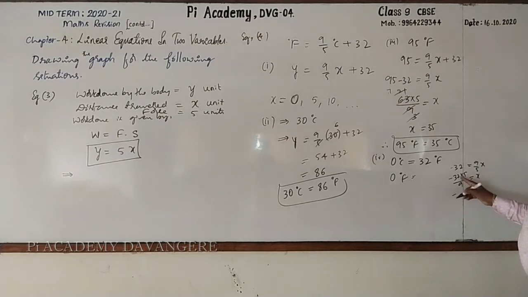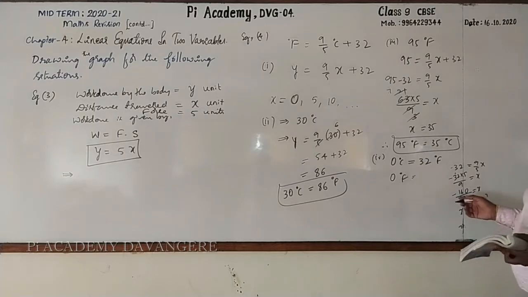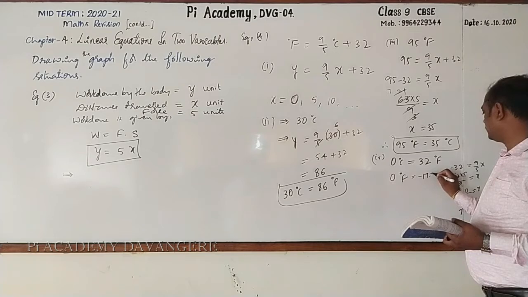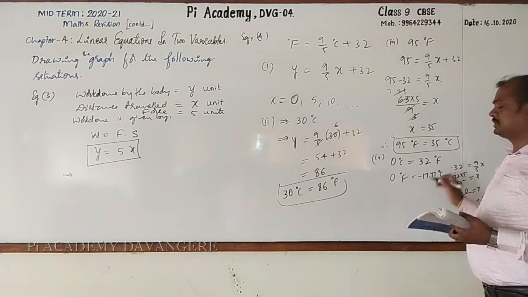32 into 5: 5 2s are 10, carry 1, 5 3s are 15, plus 1, 16, so 160 by 9. It is x. Then cancel it. It is equal to minus 160 by 9. 9 1s are 9, 7 will remain, 70. 9 7s are 63. 7 will remain, 70. So it will be minus 17.77. Followed? Minus 17.77 degrees Celsius.